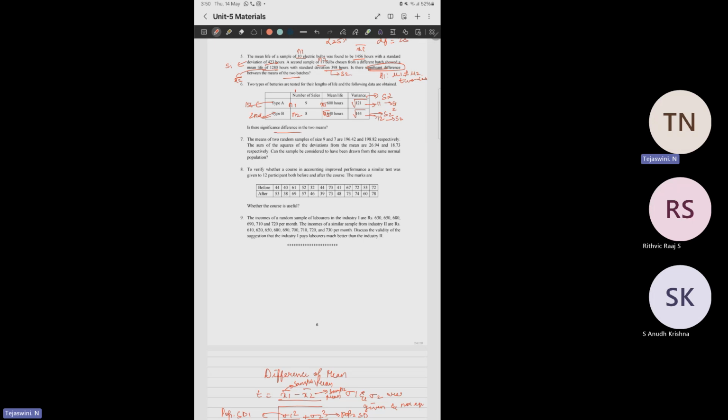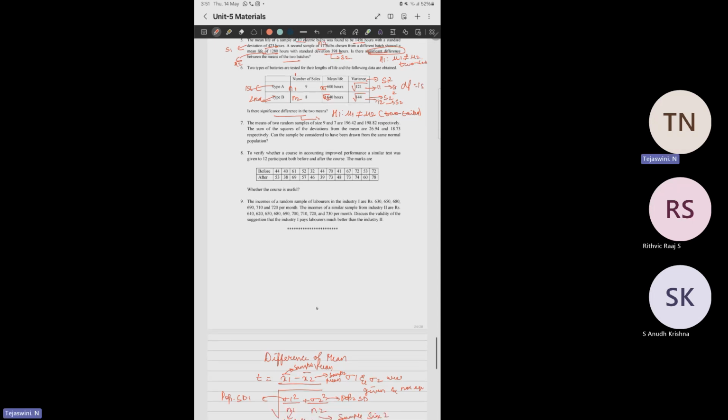They have asked about any significant differences there, so we'll have to take the alternative hypothesis H1 as mu1 is not equal to mu2, two-tailed, with degree of freedom as 15. We can use it, and then the level of significance will be 5%, since nothing is mentioned over here.